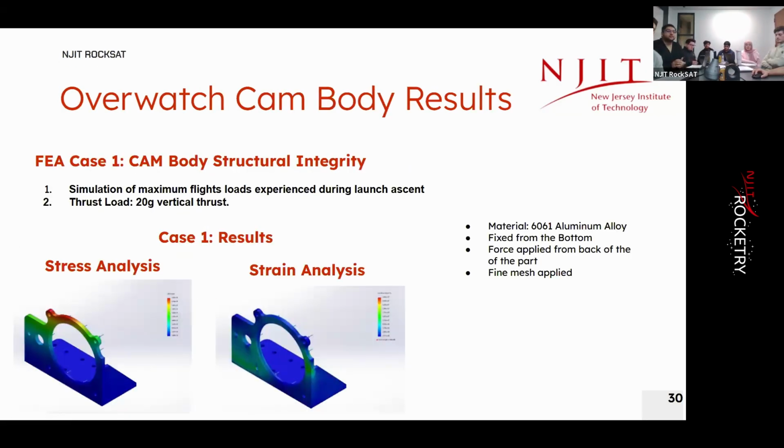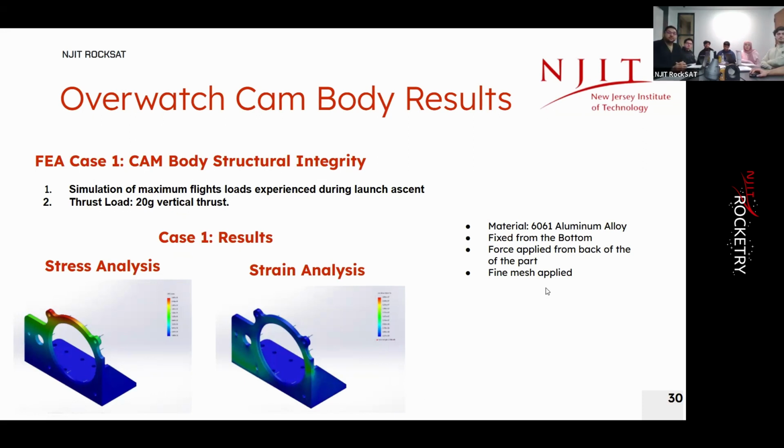Okay, and so for the FEA case analysis for the cam body, if you look on the left-hand side of your screen, the one picture that has more of the colors, we put a fixed constraint on the back because we would be supporting most of the pressure there. And from the stress analysis, we can see that the only really major point of contention would be the upper portion of that ring, but it's negligible because it should be reinforced. And the strain analysis also shows that everything should be relatively fine there.